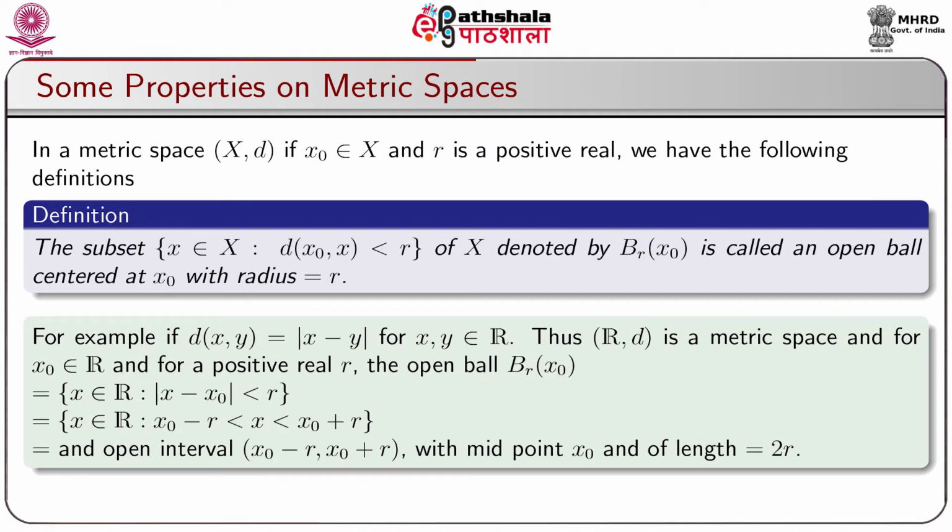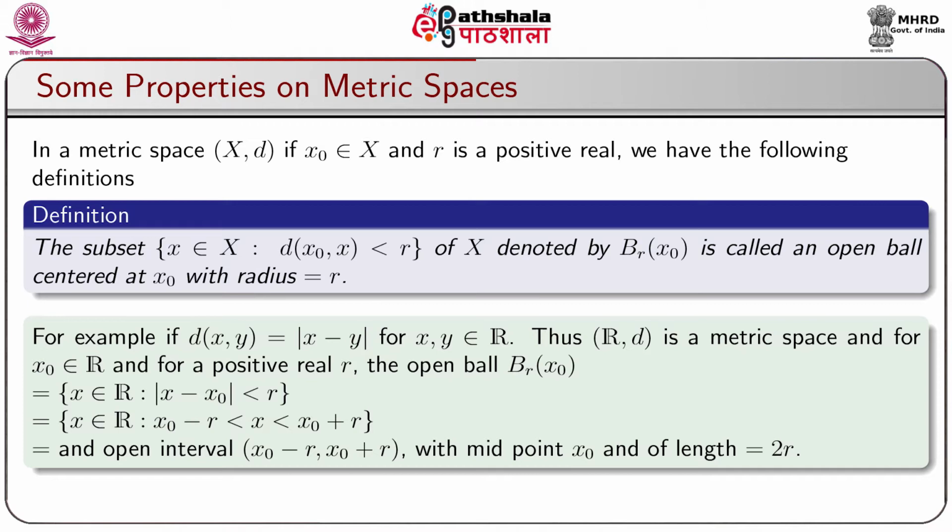In a metric space (X, d), if x0 belongs to X and r is a positive real, we have the following definitions. The subset of all x belonging to X such that d(x0, x) is less than r, the inequality being in the strict sense, denoted by B_r(x0), is called an open ball centered at x0 with radius r.